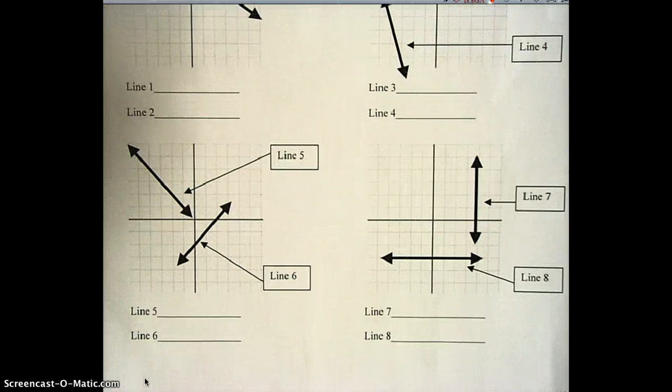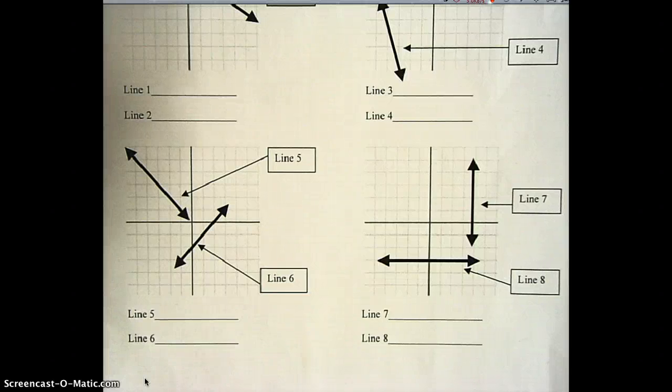Here's line 5, 6, 7, and 8. So let's see, line 5. Looks like the points are one after the other right away. So I have only a step of 1 by 1. But once again, the line is falling, so it's going to be a negative slope. It's going to be negative 1 over 1, which is the same as negative 1.